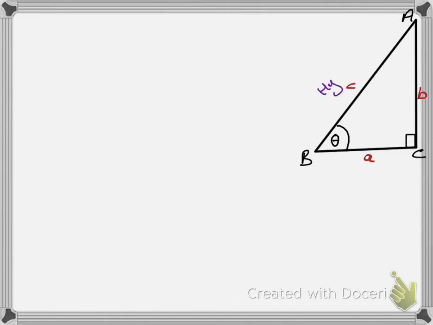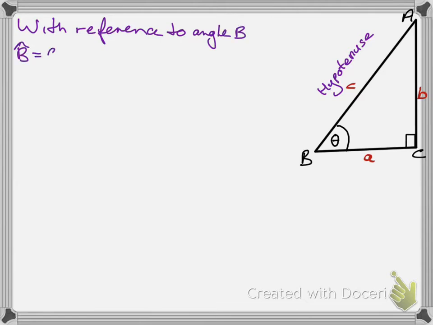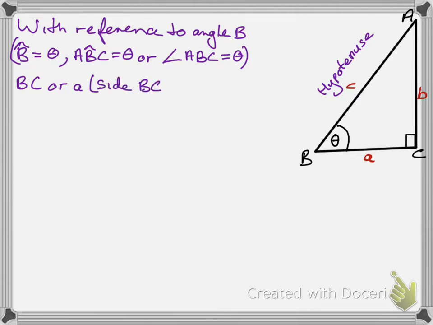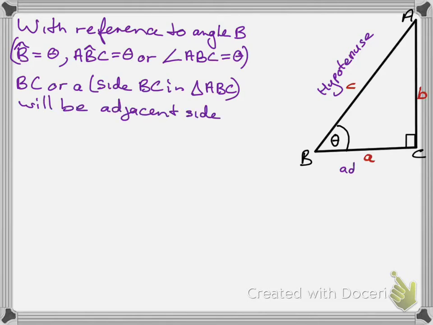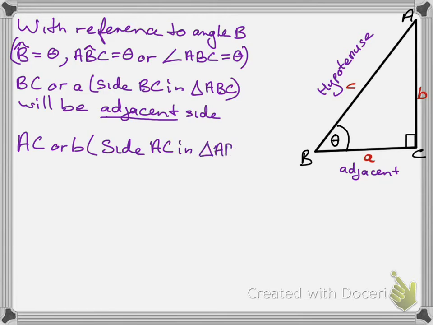Moving on, we can also label the sides. If you are given the angle B, let's call it theta. So we can identify the other two sides with reference to the angle theta. When we have the angle B here, which is equal to theta, we can say BC is adjacent to the angle theta, and AC is opposite the angle theta.